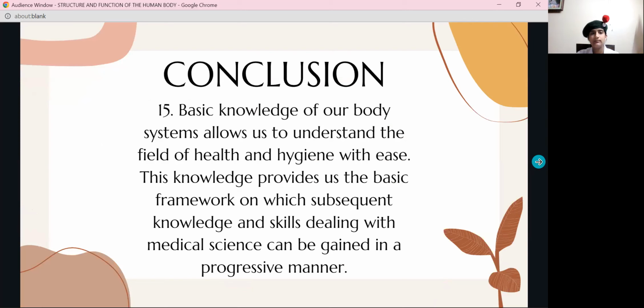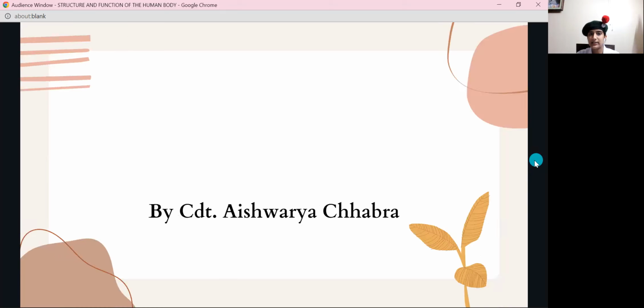So now concluding the chapter, I would like to say that the basic knowledge of our body systems allows us to understand the field of health and hygiene with ease. This knowledge provides us a basic framework on which subsequent knowledge and skills dealing with medical science can be gained in a progressive manner. Thank you so much.